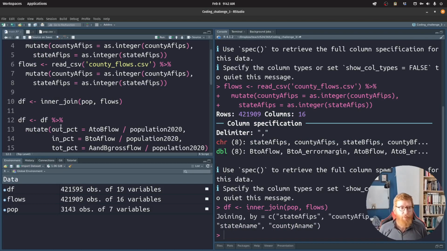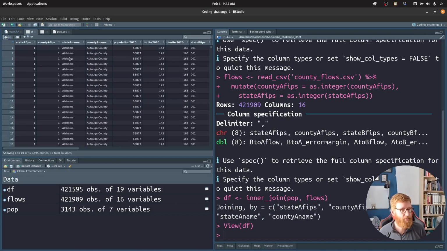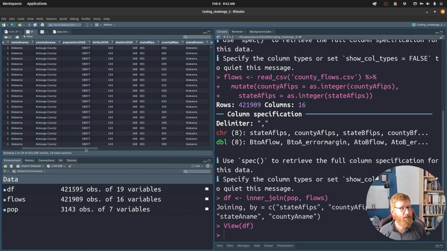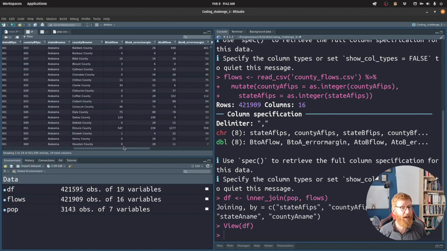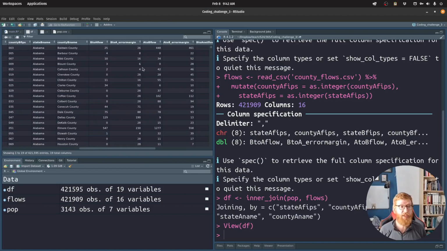Now, really the most important part of this task is joining these two things together. All that we did with just this one line, inner join, stuck it all together, threw out anything that wasn't in both data sets. If we click this little button, or if we use the view function with a capital V, let's view df, and it looks good. We've got codes, we've got names, we've got data on population. Very importantly, we have data on population, and we also have actual data from the county flows data set.